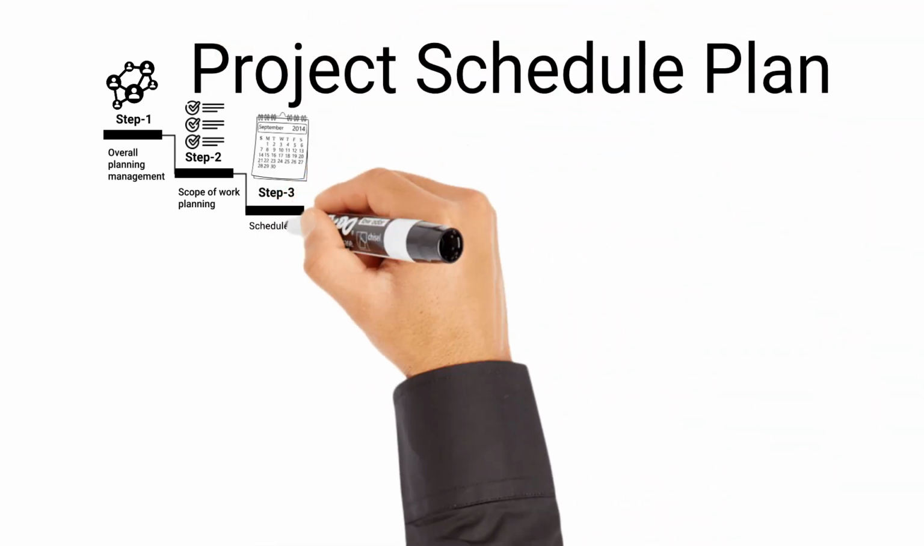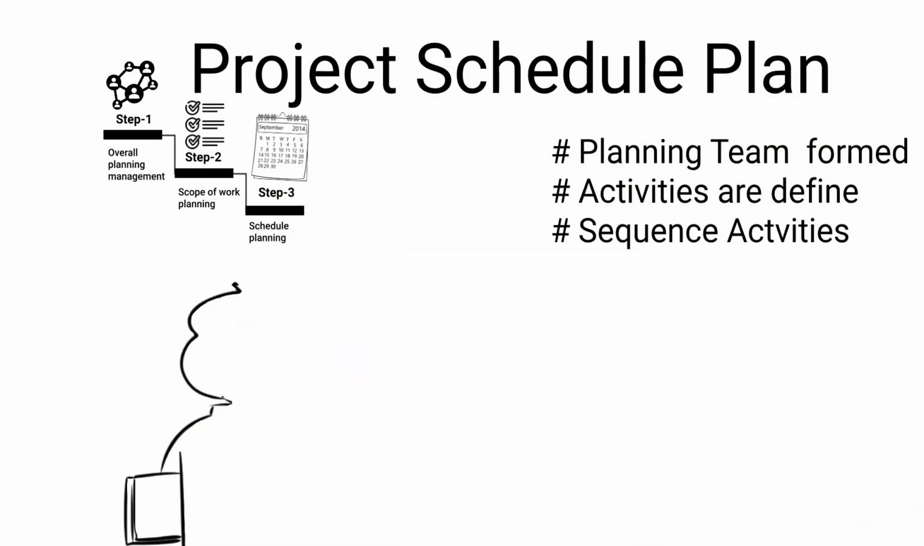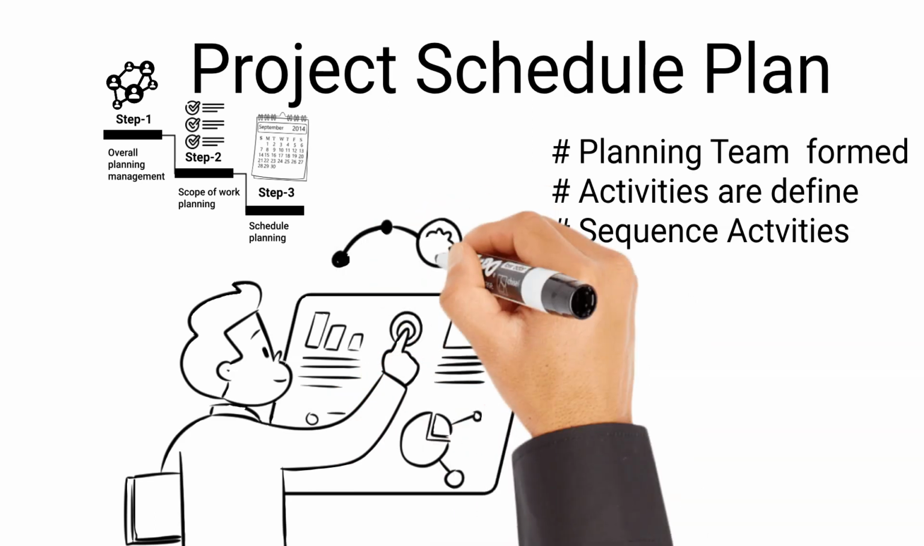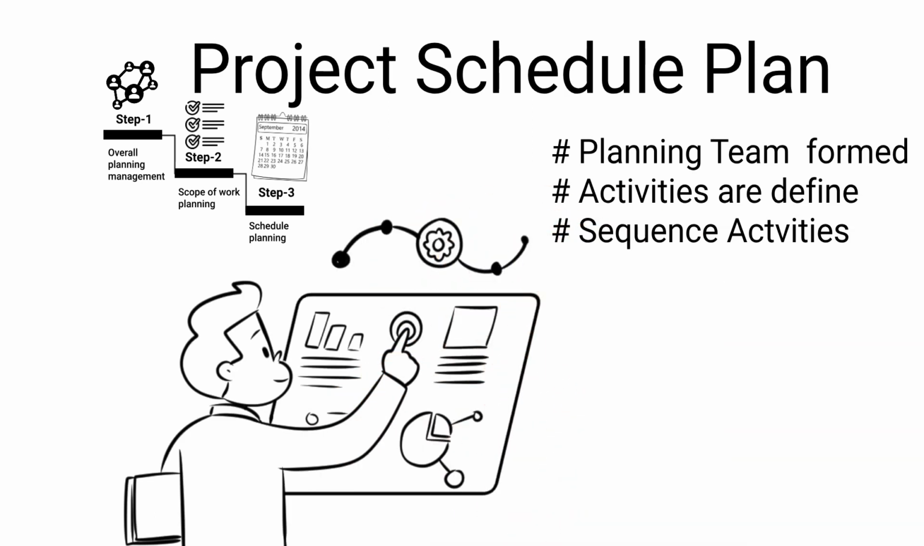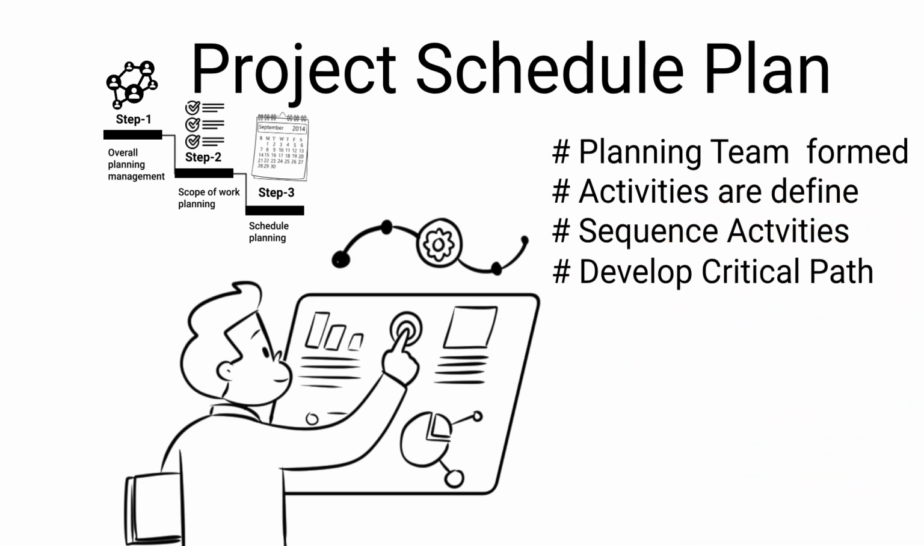Then planning for the project schedule is performed. During this step, the planning team is determined. Project activities are defined and sequenced. Based on this sequence of activities, the required resource for each activity is estimated, and then activity durations are estimated. This leads to the determination of the critical path, and the project schedule is developed. Schedule development is usually done in schedule management software like Primavera P6 or MS Project.